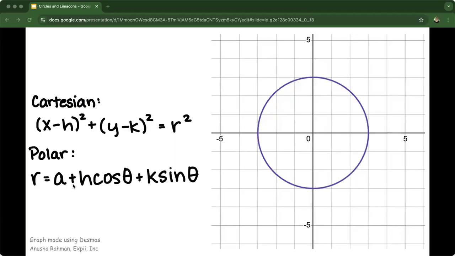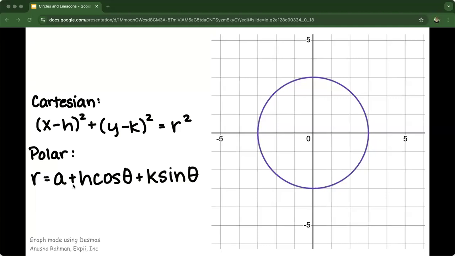Circles. We've seen this before. A circle is a closed curve in a plane that is the set of all points equidistant from a fixed point called the center. A circle is symmetric with respect to any line passing through its center.